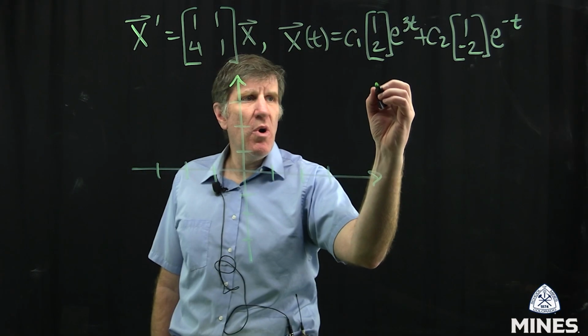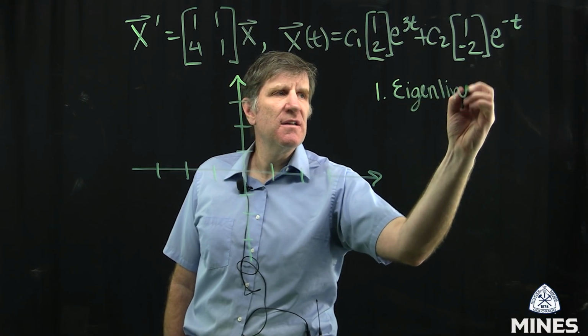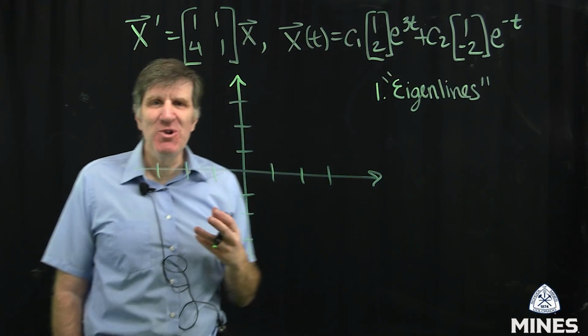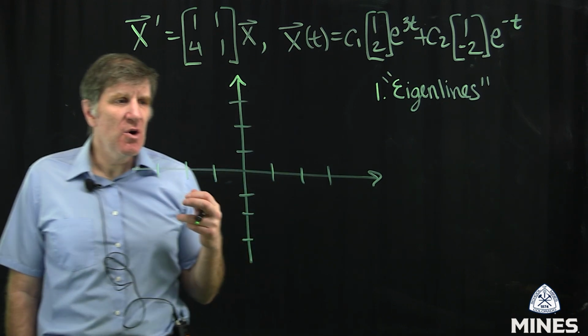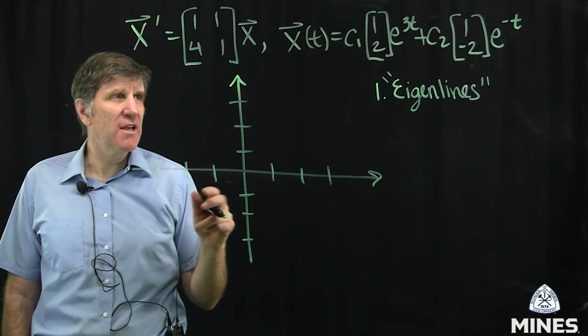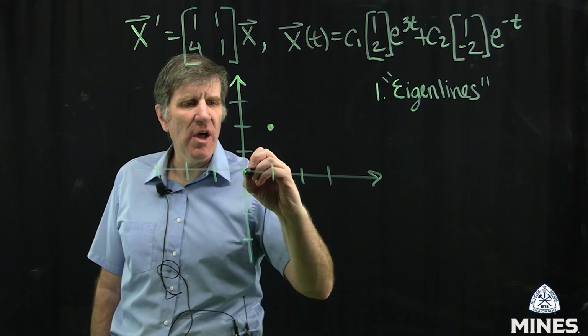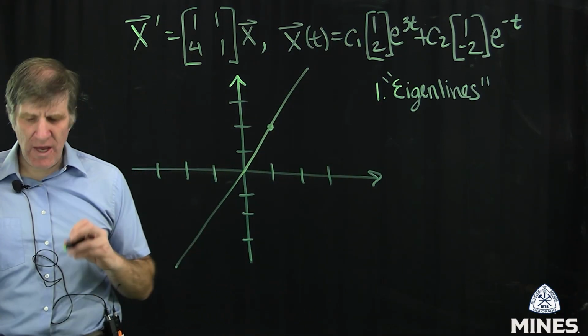And now step one is going to be sketch the "eigenlines." We're going to put this in quotes because it's not a real word and it's not something you're going to find in a textbook, but it just makes sense to call these things eigenlines. What are the eigenlines? It's just a representation of the eigenvector. So 1, 2, and then turn that into a line through the origin. So that's eigenline number 1.